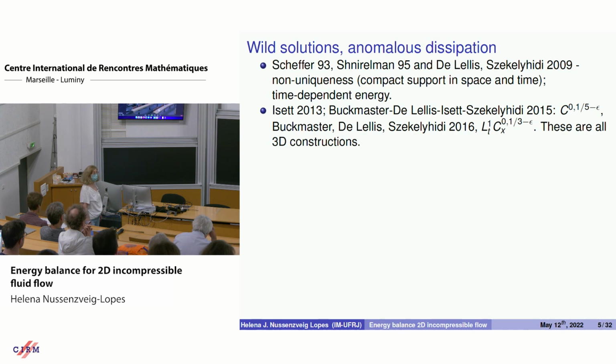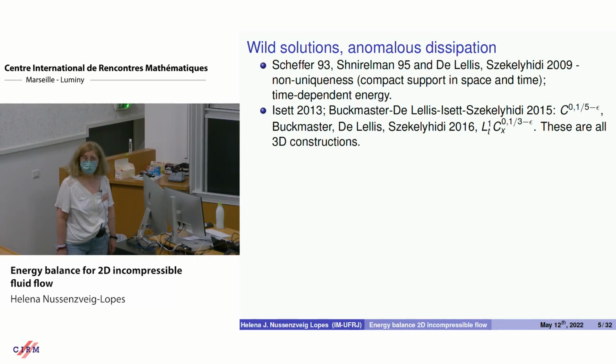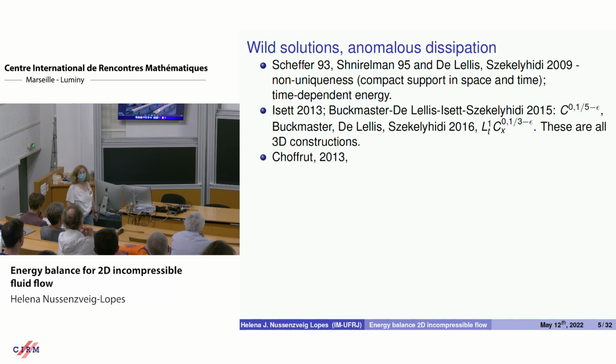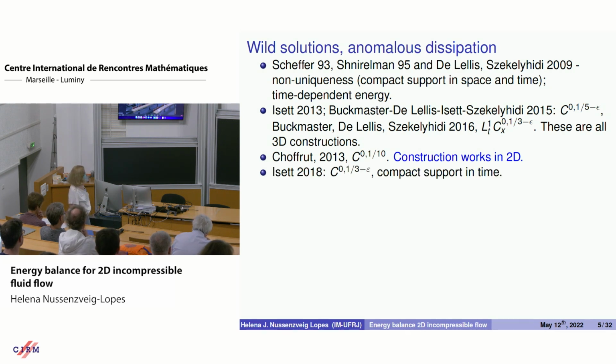So the next major work was by Phil Isett in 2013, where he produced C^{0,1/5} solutions. And then in 2016, Tristan Buckmaster joined the group as a student of De Lellis and Székelyhidi, and they got L1 in time, C^{1/3} in space. Then all of these were three-dimensional constructions. And then in 2013, there was the first truly two-dimensional construction by Antoine Choffrut, C^{1/10} in space and time.